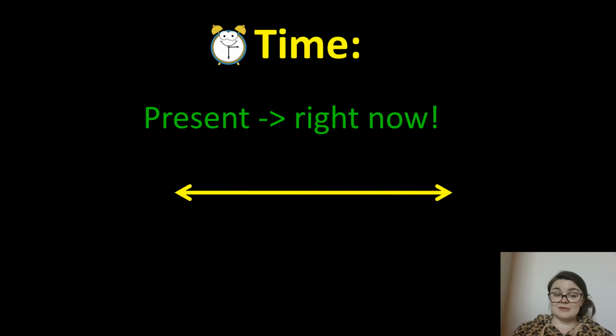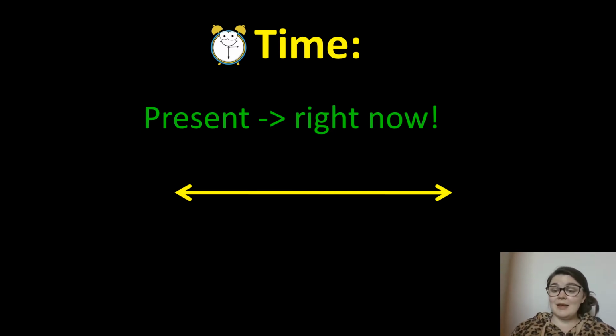When we're talking about time, we are talking about the present if we're speaking about something that's happening right now. So when we use present tense verbs, we're writing about things that are happening as we write. For example, I laugh at myself. That's something I'm doing right now.